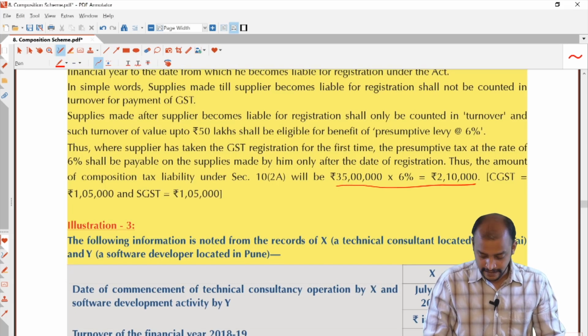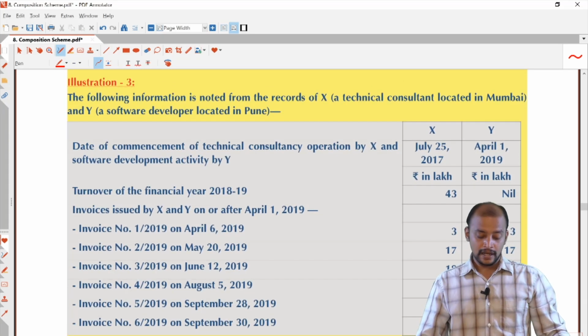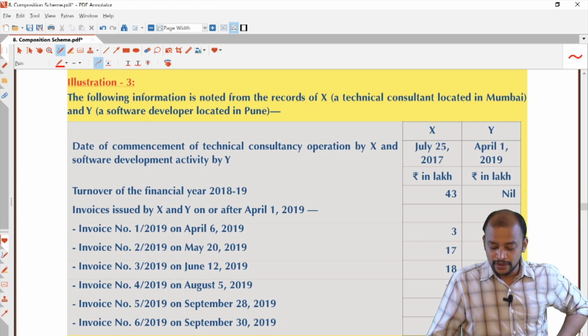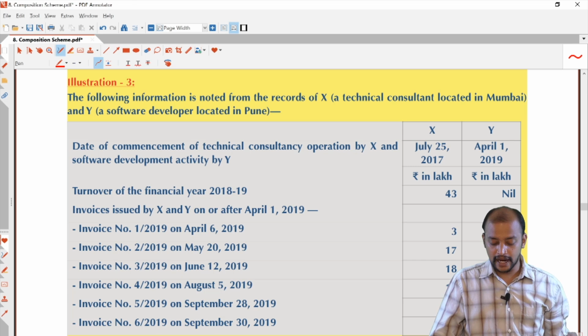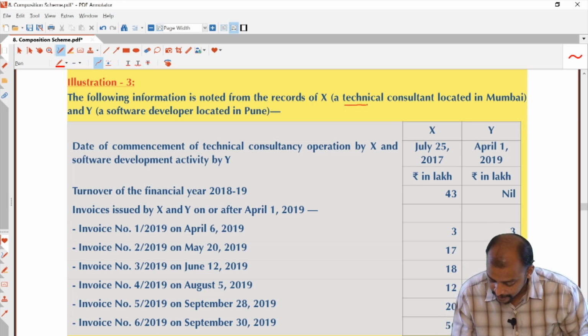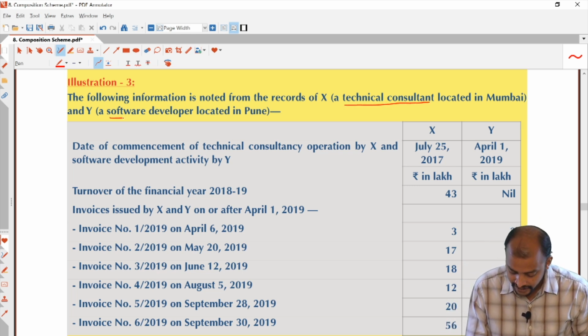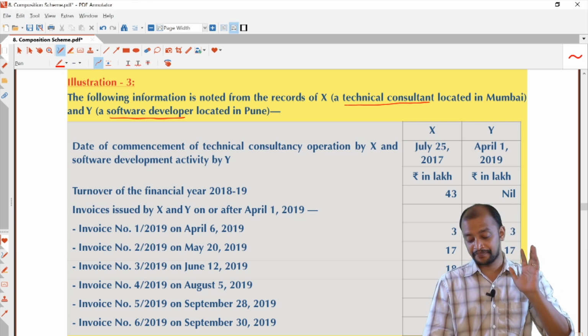Then next, illustration 3. The following information is noted from the records of X, a technical consultant located in Mumbai, and Y, a software developer in Pune. Technical consultant, purely service sector. Software developer, purely service sector. So 10(2)A is applicable to them.